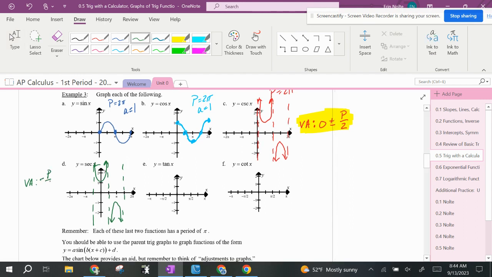Take the period divided by 4, and then the asymptotes have the same distance as our secant or cosecant function. So they're a distance of half of a period. Does that make sense to everybody? This is our first asymptote, right?